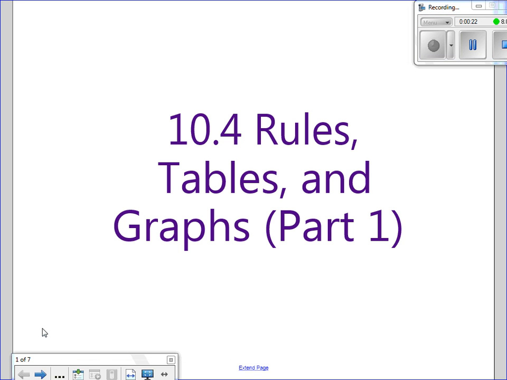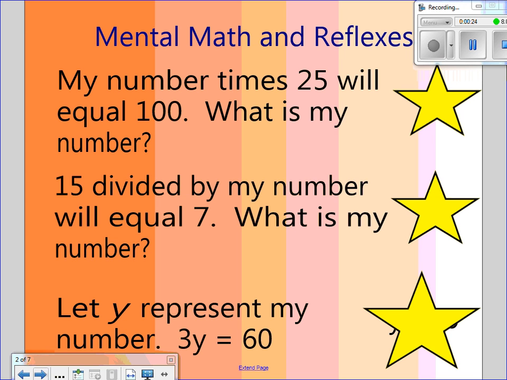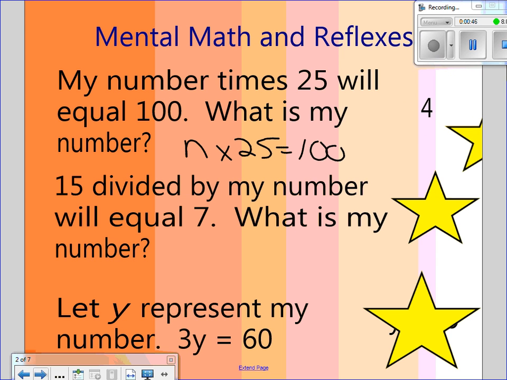I'm going to start off with some mental math. My number times 25 will equal 100. So my number, let's start with my number being n, times 25 will equal 100. Well, if I wanted to solve this backwards, I would just go 100 divided by 25, and that would equal 4. 4 is my answer, 4 times 25.